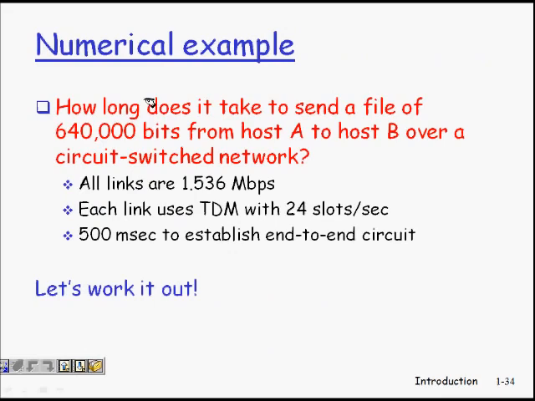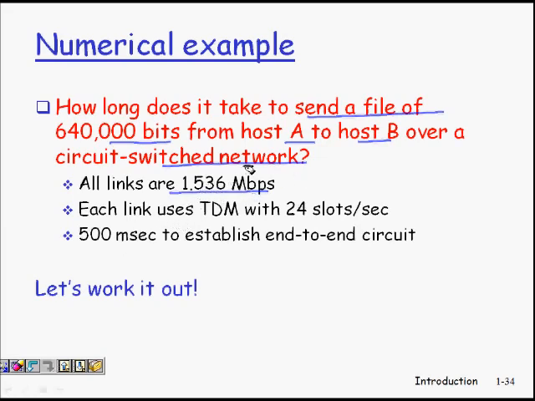So let's work out a numerical so that our concept can become clear. How long does it take to send a file of size 64 × 10^4 bits from host A to host B over a circuit switched network? All links have a bandwidth of 1.536 Mbps.